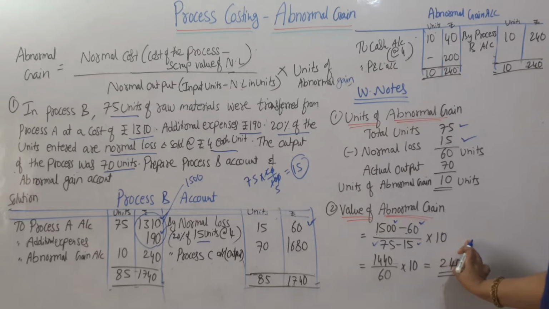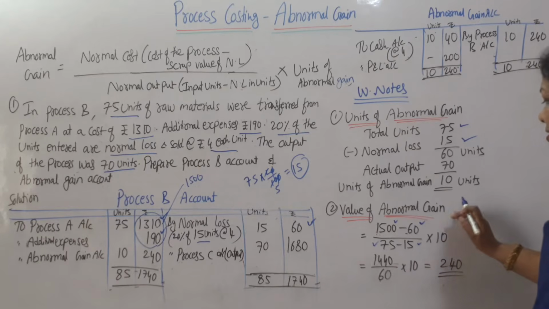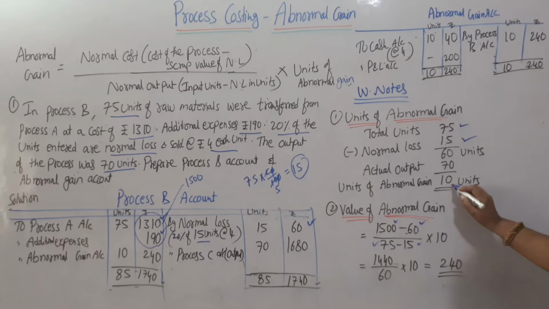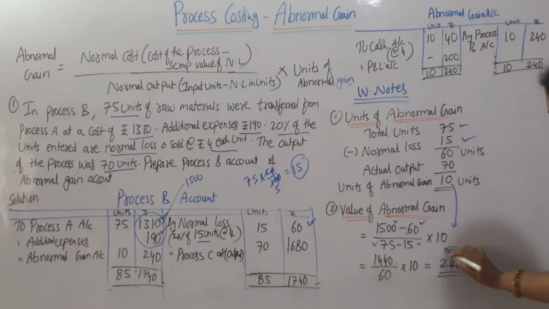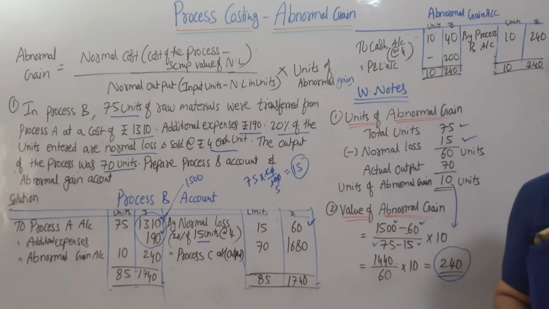multiplied with the abnormal gain units. Abnormal gain units are 10. We got it here. Okay. So the same thing is written. If you calculate, you are getting 240 is the abnormal gain.